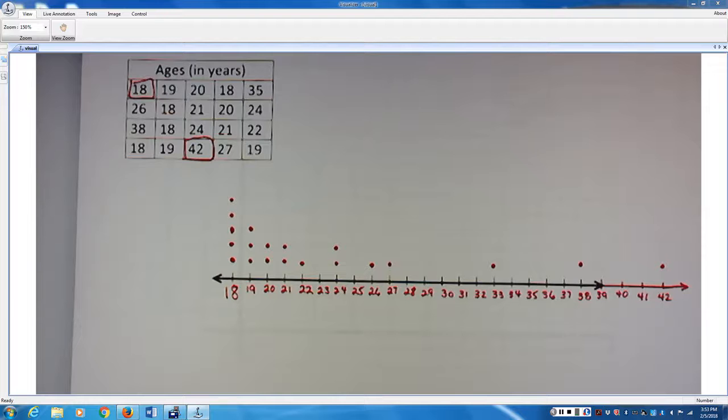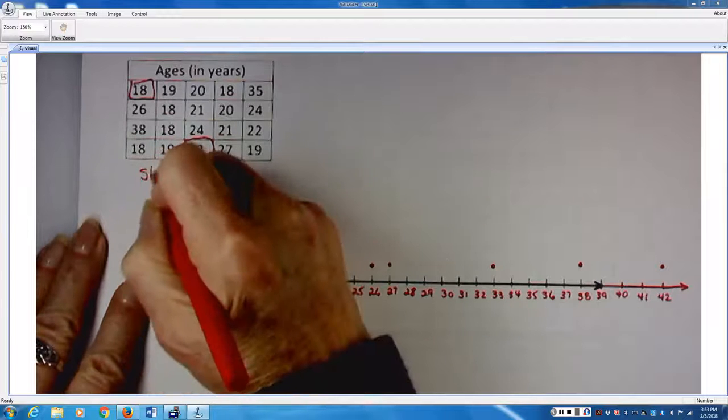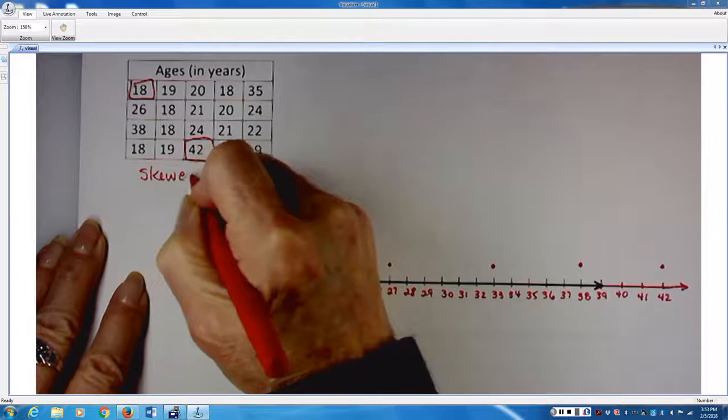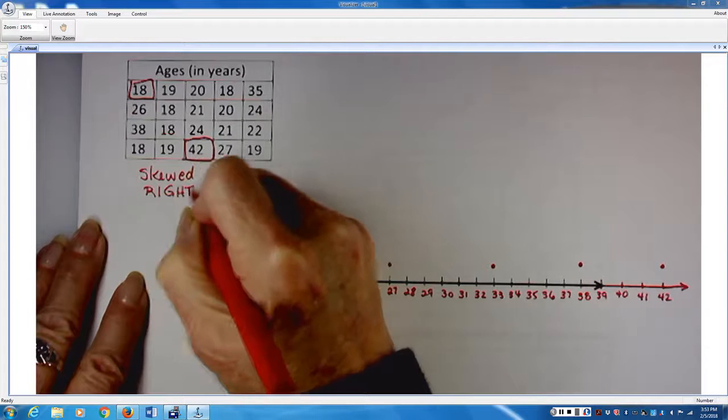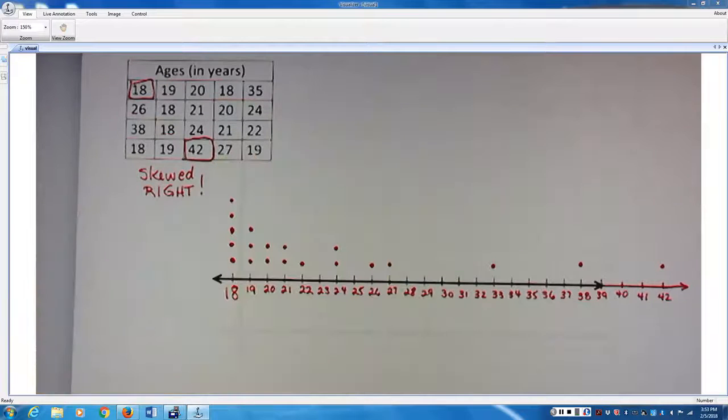So this is a very skewed right distribution. Okay? It's a very skewed right distribution, because there's a few on the higher end, but not many.